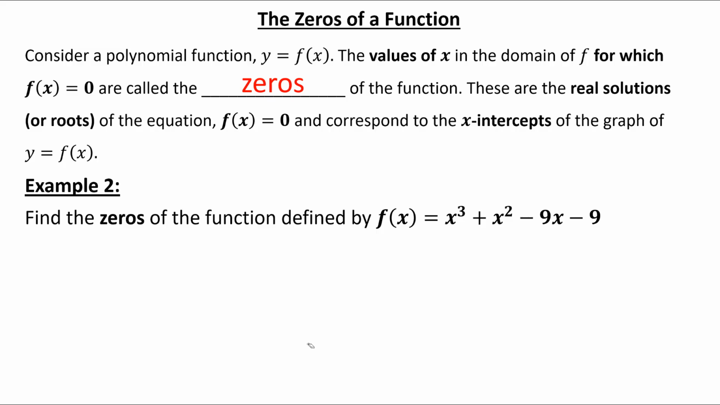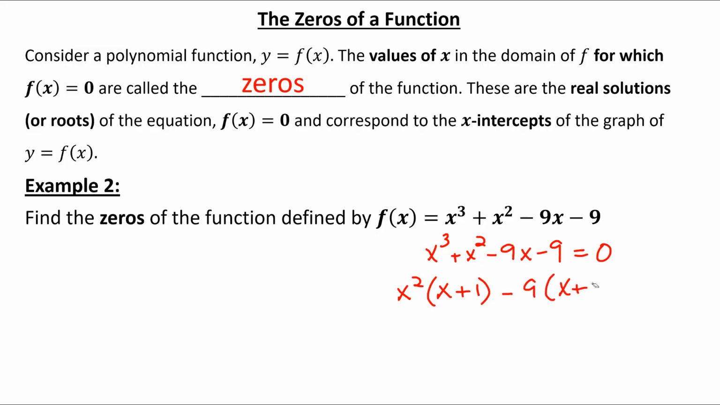So if you want to find the zeros of this function, all you have to do is solve the equation x cubed plus x squared minus 9x minus 9 is equal to 0. So you would have x cubed plus x squared minus 9x minus 9 equals 0, and you would have to factor it. And we did this in class. You'd have to factor it by grouping.